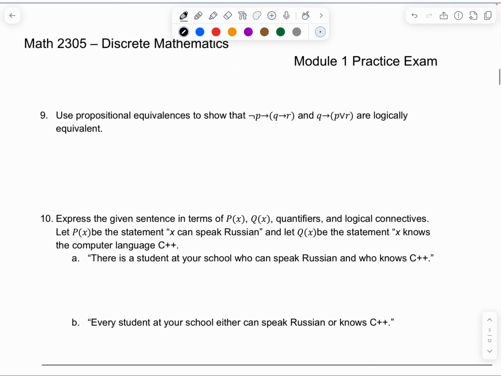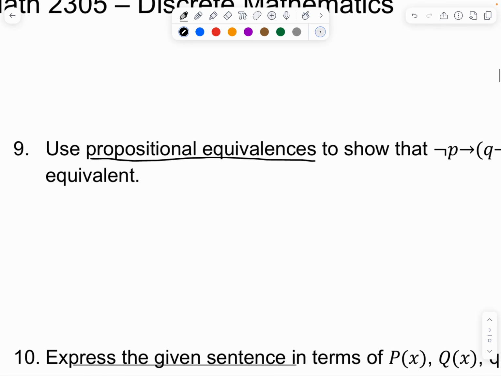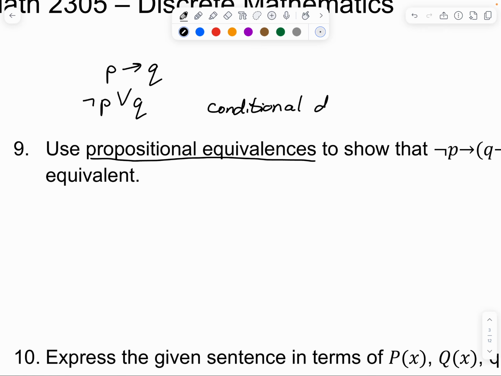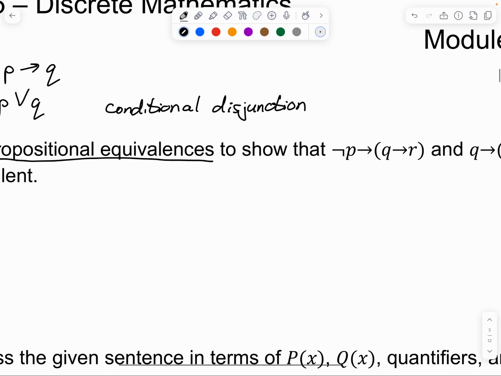Okay, I do want to do number 9 because it's important that you know how to use those propositional equivalences. So propositional equivalences is referring to things like De Morgan's law or distributing, or one important one is this. If you have P implies Q, you need to know that that's the same as not P or Q. And this is called the conditional disjunction equivalence. So those are the big ones.